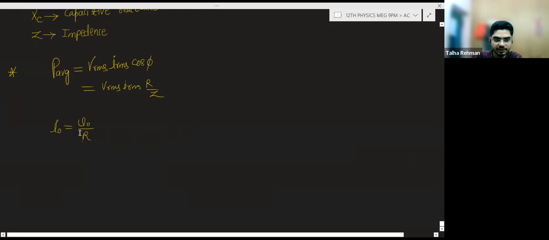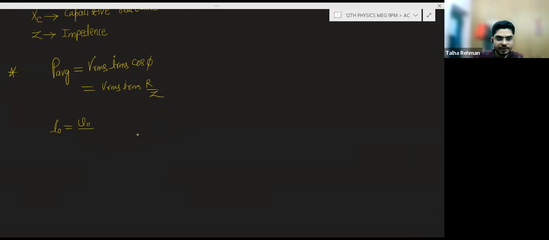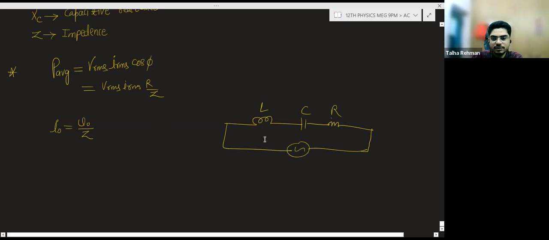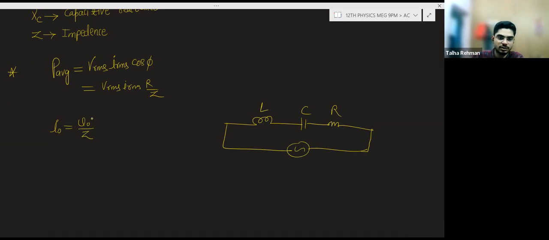Not the resistance, impedance. I am talking about a circuit containing the inductor, capacitor, and the resistance in series. This is the inductor, this is the capacitor, this is the resistor. So in case of this circuit, the maximum current in the circuit is equal to the maximum voltage or potential difference divided by the impedance. That is the impedance. Okay, very good.